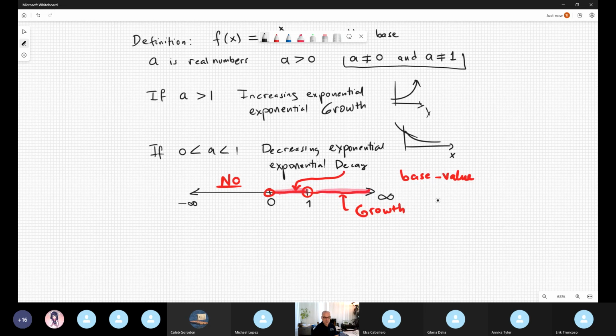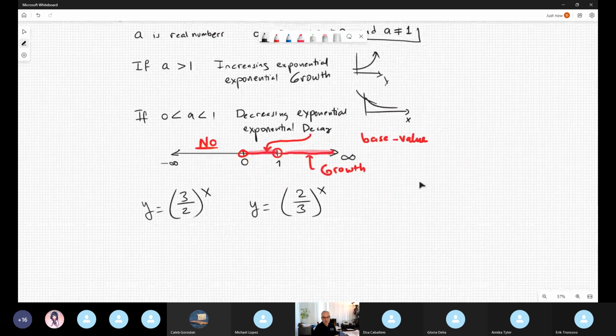Suppose in the test I give you this example, 3/2 raised to the x, and 2/3 raised to the x. Y equal this, and y equal this. My question is, this is exponential, yes or no? And this is decay or growth, exponential. This is question 1, and this is question 2. What do you think? Opinion.